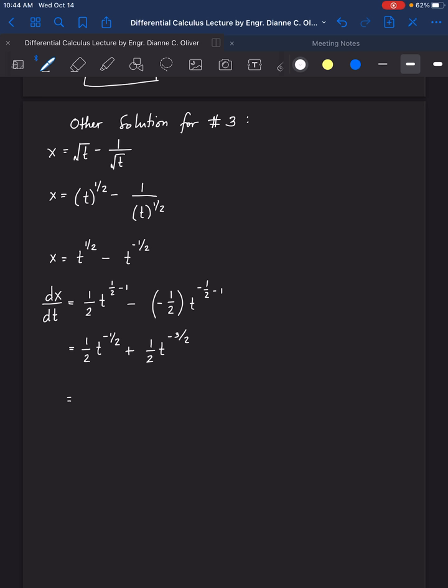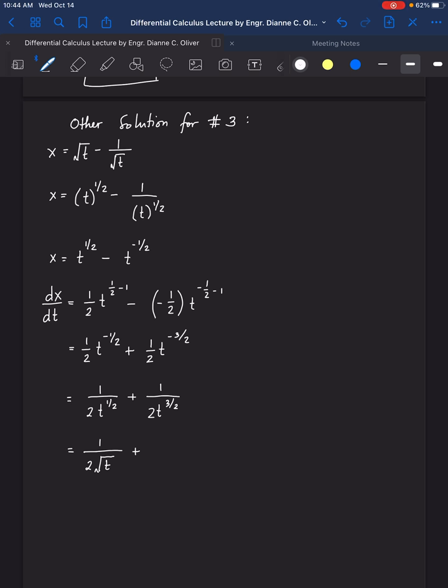For this one, for the negative exponent to become positive, we will have it in the denominator. 2t raised to 1/2 plus 1 over 2t raised to 3/2. Next, this is 1 over, now 1/2, t raised to 1/2 is automatically square root of t. Plus, how about this one?